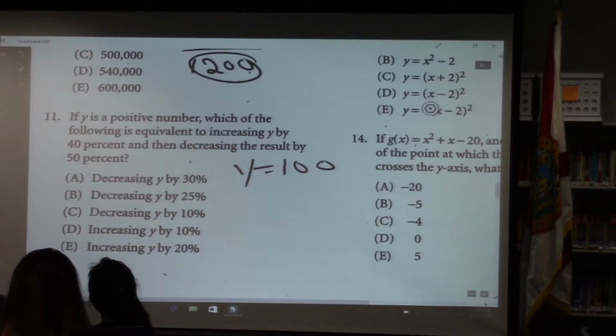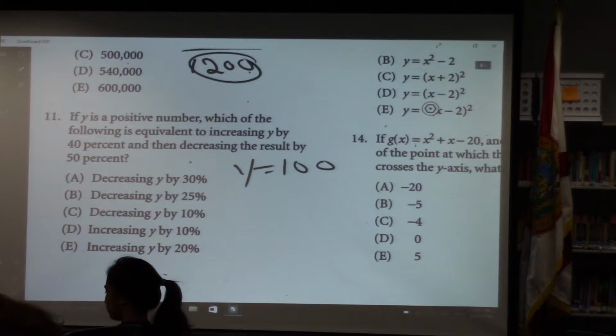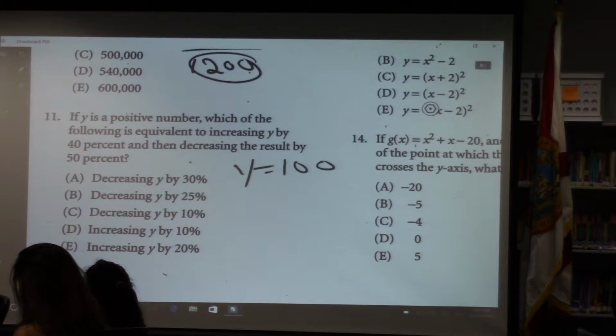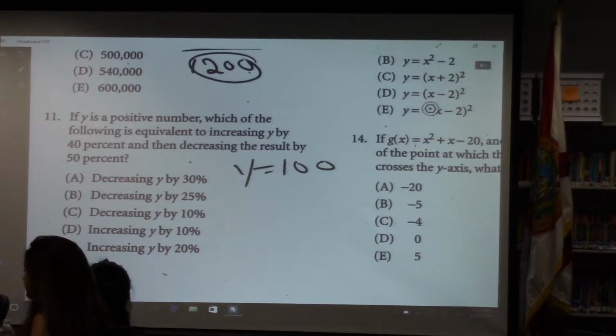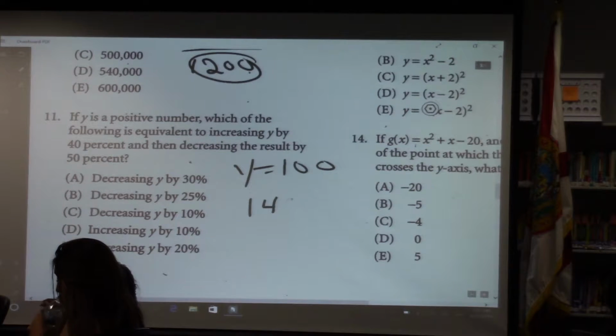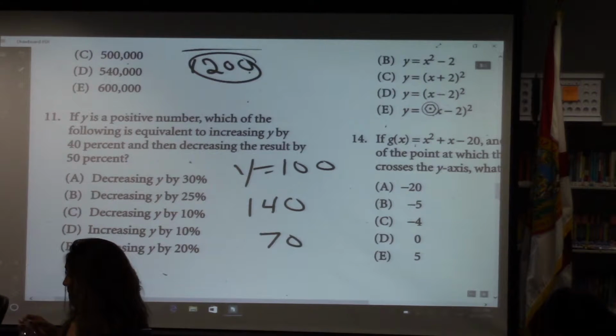So if we start with 100, it's equivalent to increasing y by 40%. Whenever you're dealing with percentages, guys, make sure that we're calculating at each step. You can't just increase by 40 and decrease by 50 and expect that you just went down by 10, right? Rookie mistake. So if we went up by 40%, what's 40% of 100? 40, beautiful. So then we went up by that, so now we were at 140. And then we decreased that result by 50%, which means we were at what? 70, good. So we were at 100, we went down to 70, which means what happened? We lost 30, we decreased by 30.